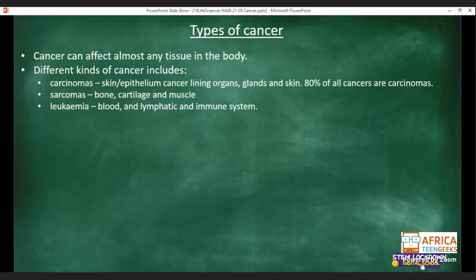And we also have the sarcomas. So the sarcomas is all your bones, cartilage, and muscle related types of cancers. And we have the leukemia. So that is your blood, lymphatic, and immune system types of cancers. So do you get it, Tyrese? Because you have never heard of these. So this is where we classify all of these. So we classify all of those under that. So breast cancer is a type of carcinomas cancer.